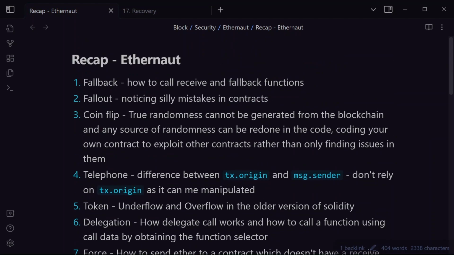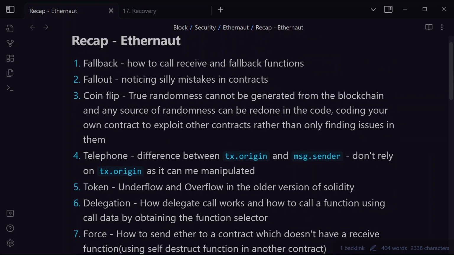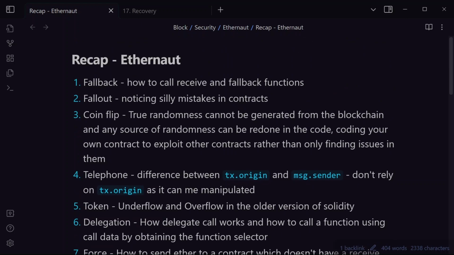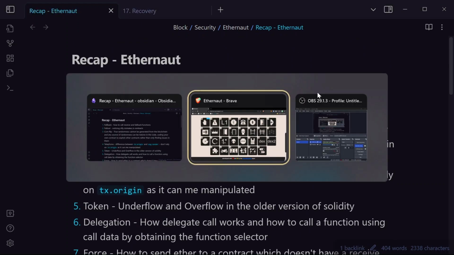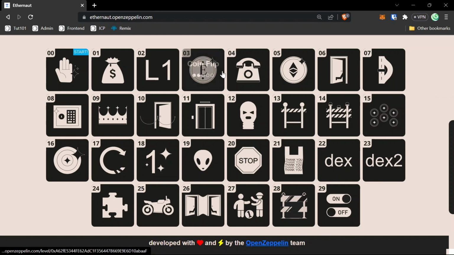Also, here I have this markdown file which contains information on all the learnings that I had while solving these levels. I will provide the link to the GitHub for this markdown file. So as this is going to be a long video, let's get started right away.